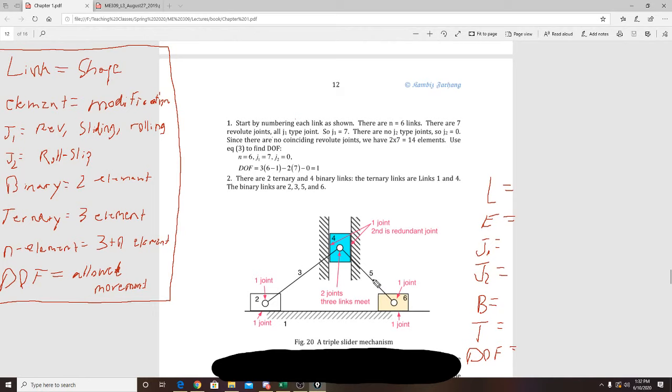So I'm going to go ahead and start counting them off. So we have 1 link, which is the ground, 2, 3, 4, 5, and 6. You do not count the ground again. So that means we have 6 links. So whoever got that is correct.